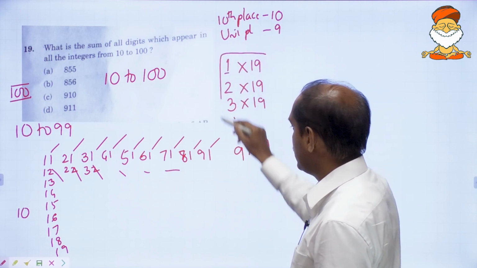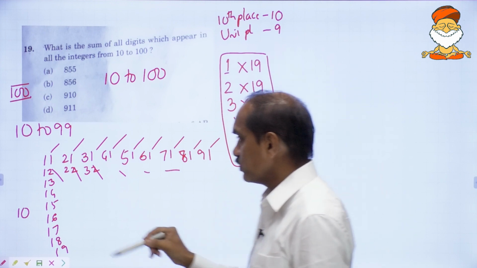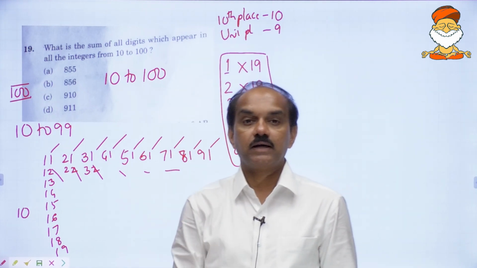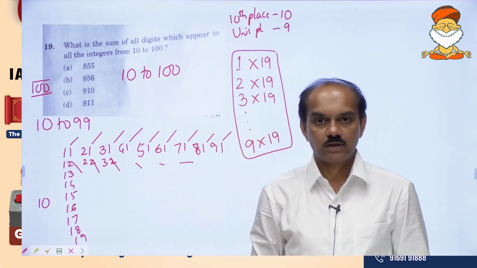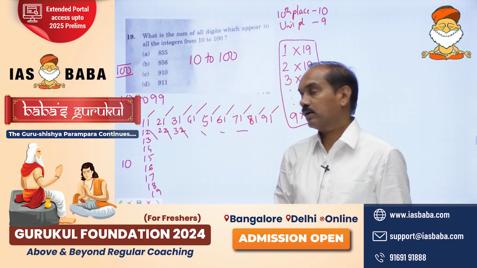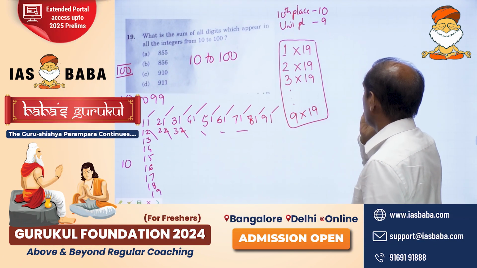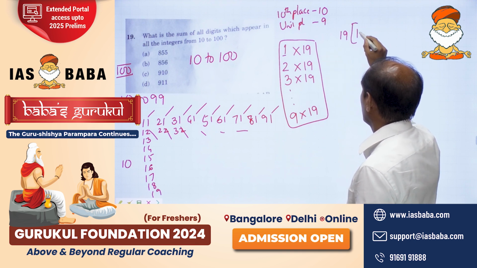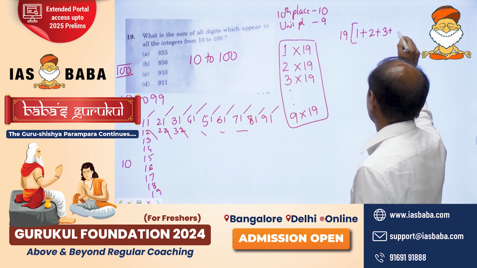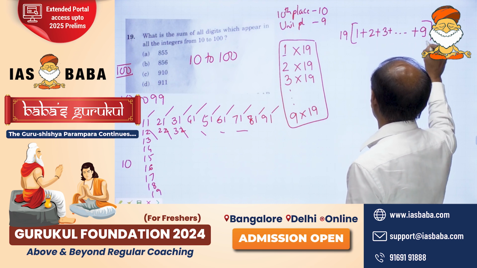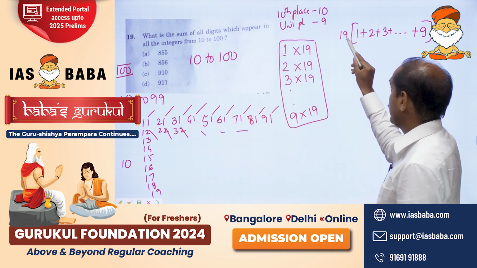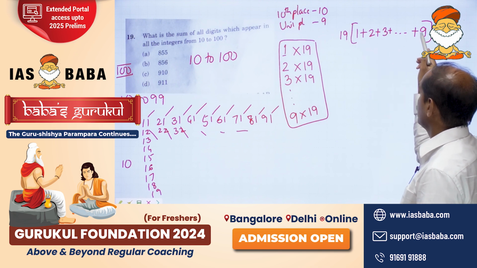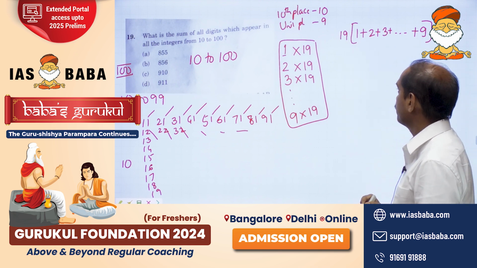And you will have to add all these. And don't forget to add in the end 1 also, because in the 3-digit number 100, you will get to see only 1. That should also be counted. That will come in the end. But for now it is like this. 19 is common, 1, 2, 3, 4 up to 9. 1 is appearing 19 times, 2 is appearing 19 times, 3 is appearing 19 times. Like this it goes.